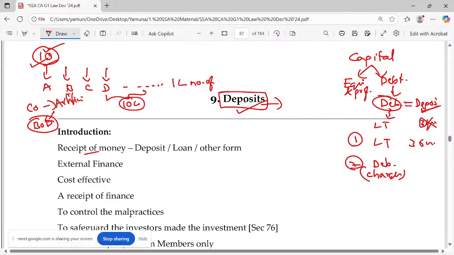Second difference is, when we say debenture, usually charges are created for securitizing, for collateral security. But when you talk about deposits, that was not the provision earlier. We were not discussing this with respect to the 2013 Act also. So we received an amendment after that. Okay. So are charges compulsory?